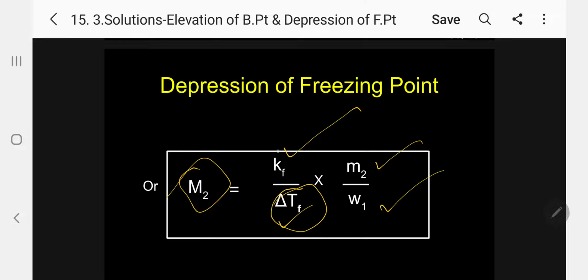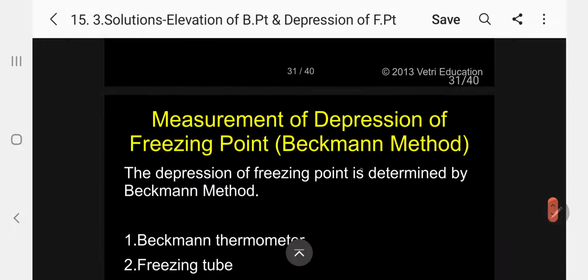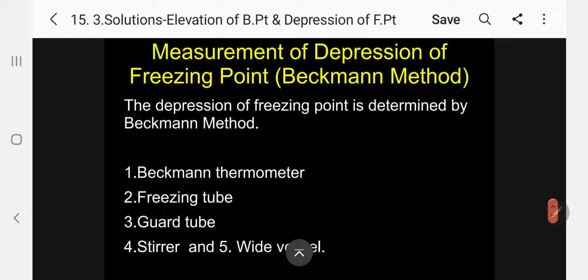So I know Kf, for a known solvent it is a constant value. M2 I am adding, so I know the value. I am taking a known quantity of solvent, so I know W1. So the only thing I have to measure is delta Tf. Now delta Tf can be measured by the Beckman thermometer. It is not an ordinary thermometer, it's a special thermometer used for the determination of freezing point. The difference of freezing point is determined by the Beckman method. Beckman is the name of the person, so we call it the Beckman thermometer.